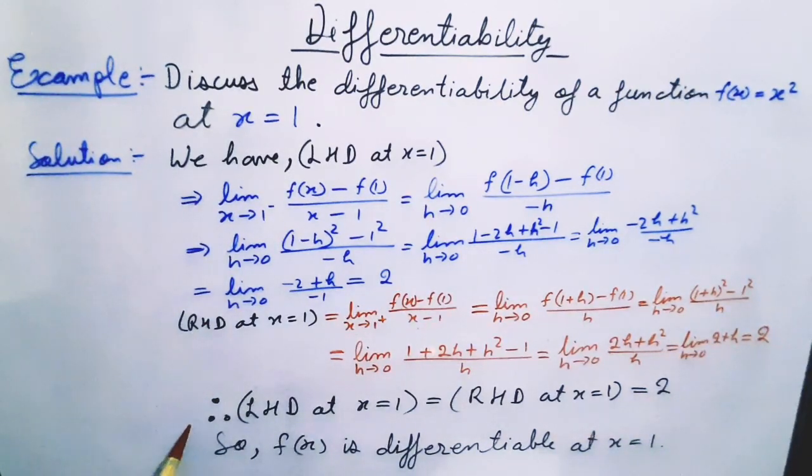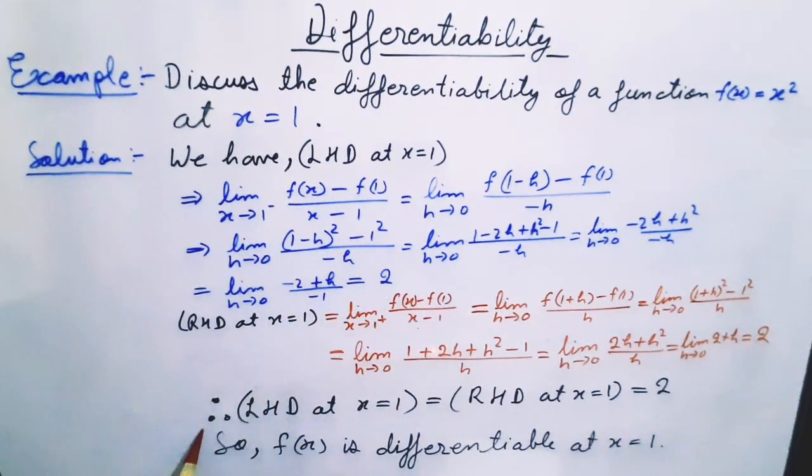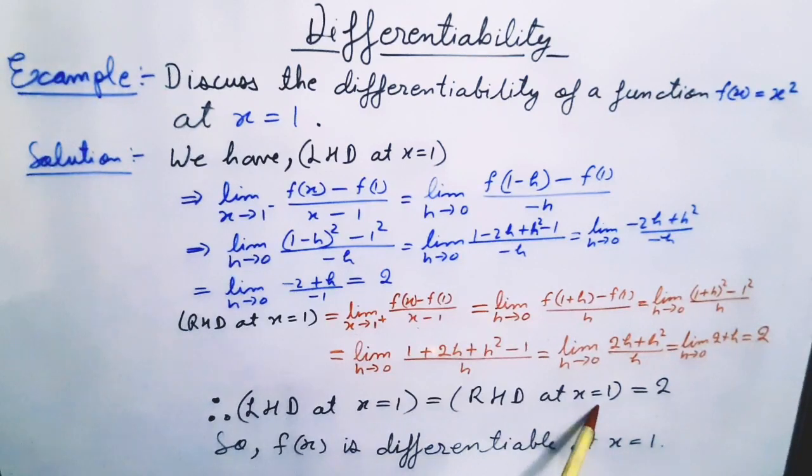Therefore, as we can see, the left hand derivative and the right hand derivative both are equal to 2. It means both are equal. So we can say that the left hand derivative at x = 1 is equal to the right hand derivative at x = 1, and that will be equal to 2. So f(x) is differentiable at x = 1. So this is how we can discuss the differentiability of any function at any point.